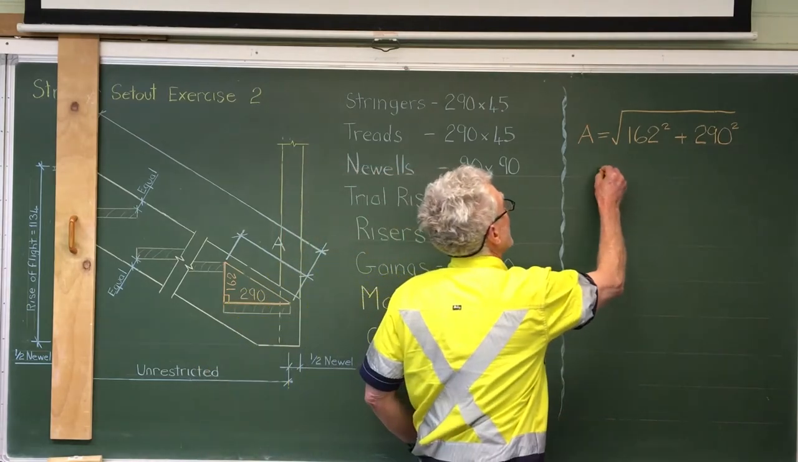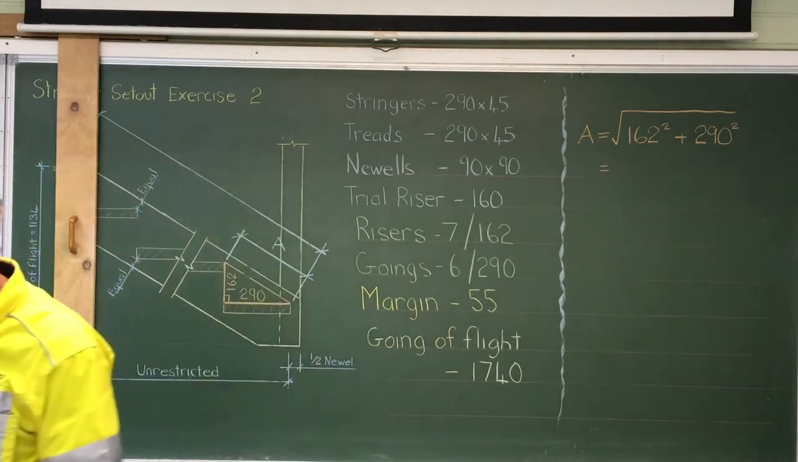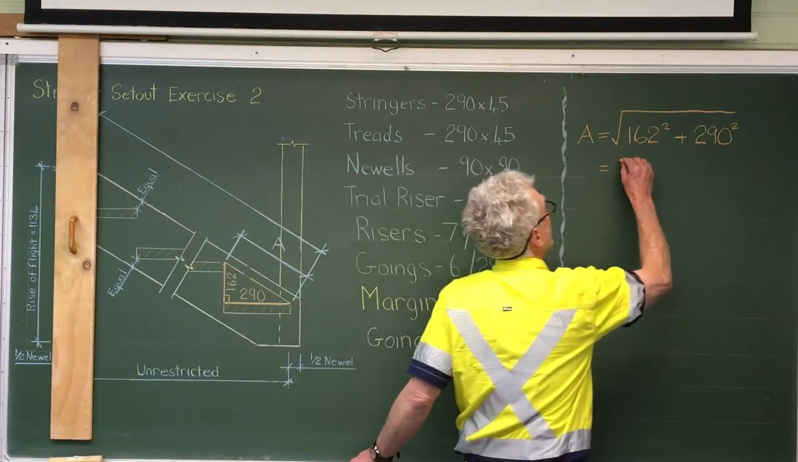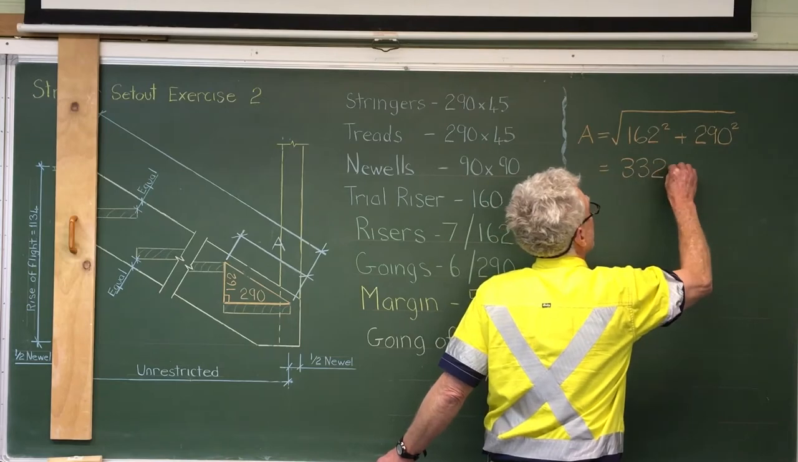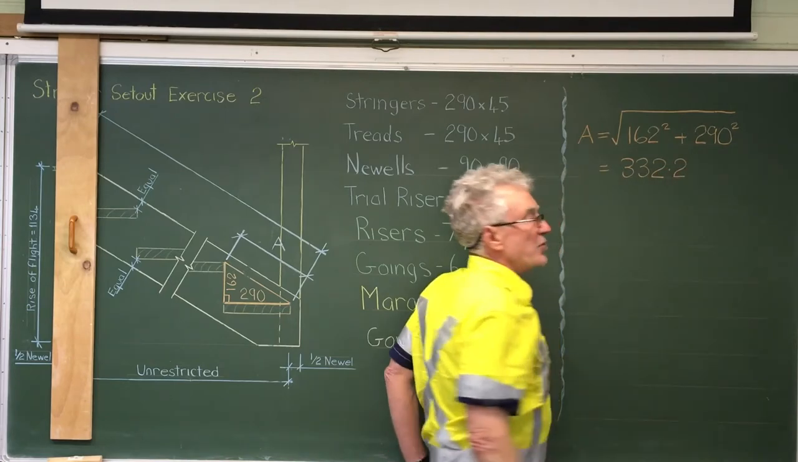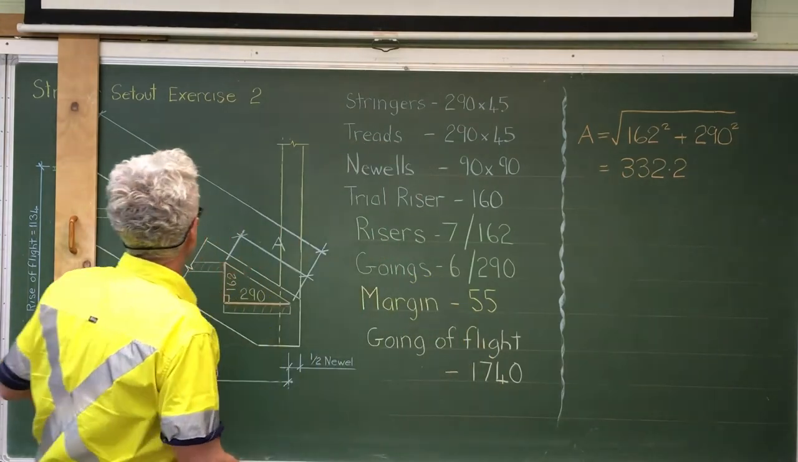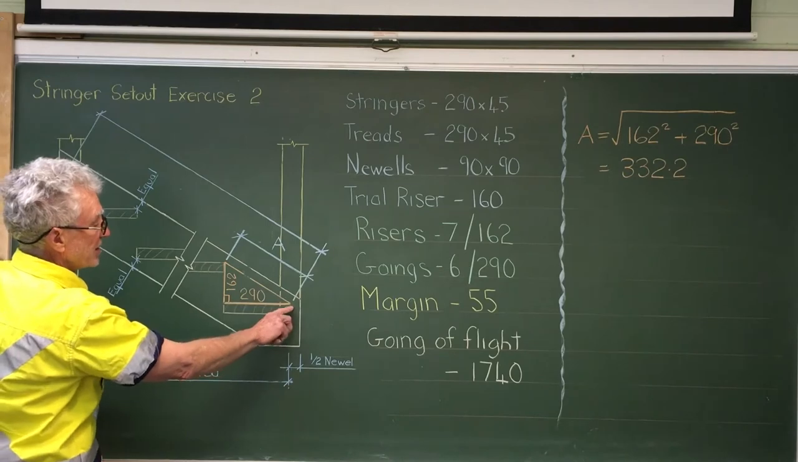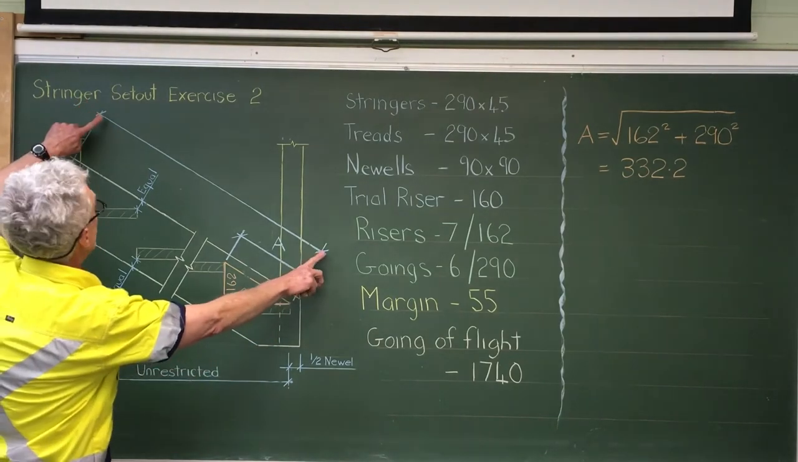If I put that through my calculator, I'll end up with 332.2. Now, this second distance goes from the lowest nosing to the nosing at the deck. It's that distance there.